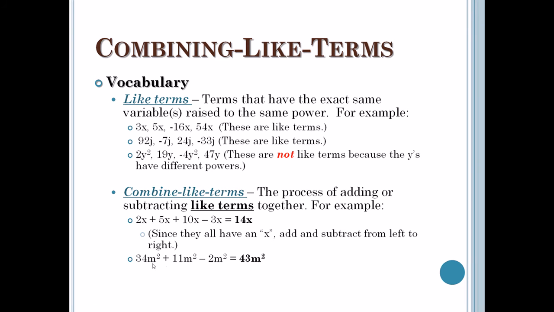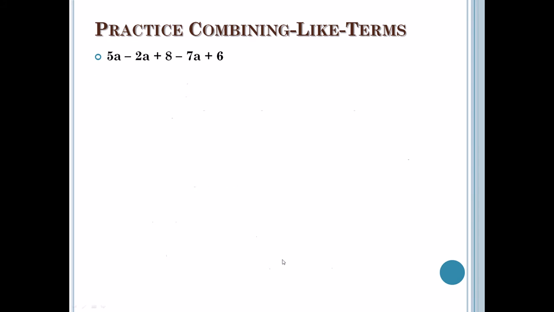Try it again. Ooh, all of these have m squared. Oh no, the problem got harder. Nope, they all have an m squared. So we can add and subtract from left to right. 34m squared plus 11m squared, we're up to 45m squared. Take away 2m squared, I'm at 43m squared. It doesn't matter that the m has an exponent. That does not change how you add or subtract. You just go from left to right.